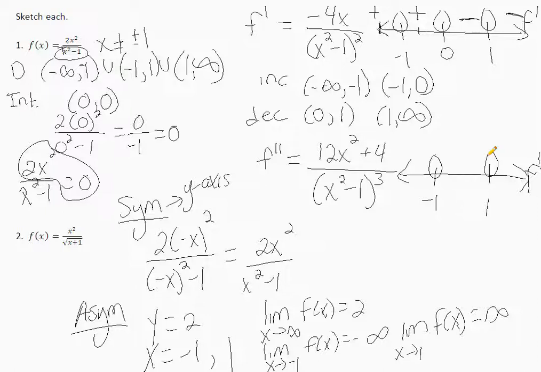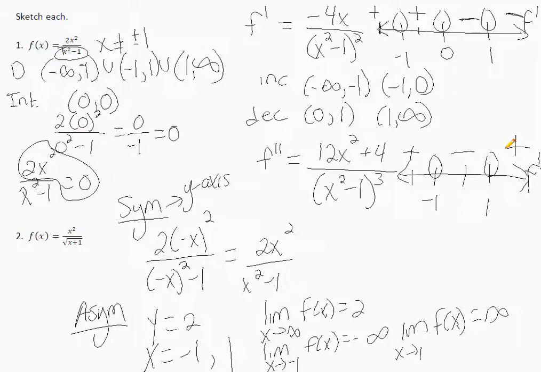Okay, and now what am I doing? I'm testing regions. So test -2, should get positive. Test 0, should get negative, and positive. Okay, so what does that mean? That means I'm concave up from negative infinity to -1. I'm concave down in between, and I am concave up from 1 to infinity.